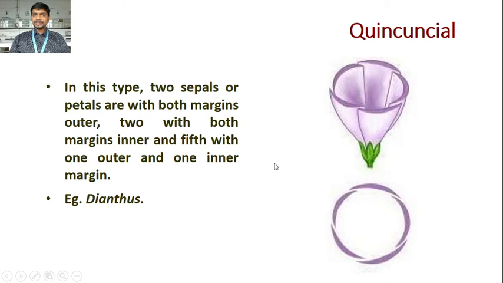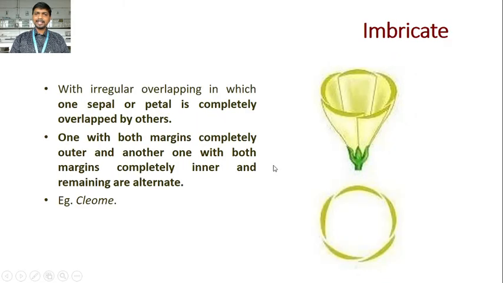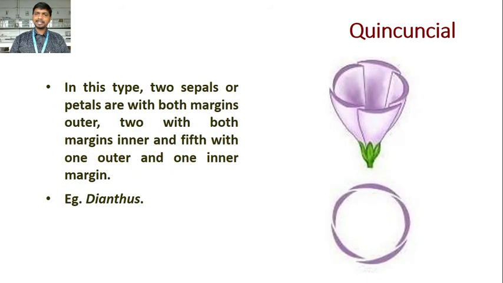In the quincunxial type, it is like the imbricate estivation, where in imbricate there is one completely inner, one completely outer, and the remaining are alternating. But in quincunxial there are two completely inner, two completely outer, and the remaining one is alternating. Here these two opposite ones are completely outer, these two are completely inner, while the remaining one, the fifth one, has one margin outer and one margin inner. So this is the quincunxial estivation.